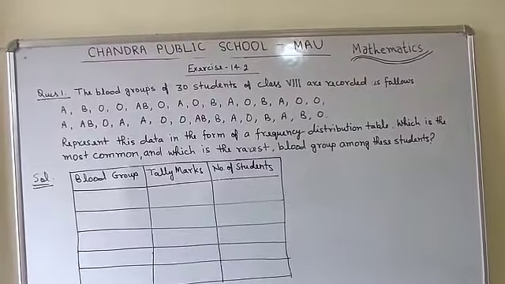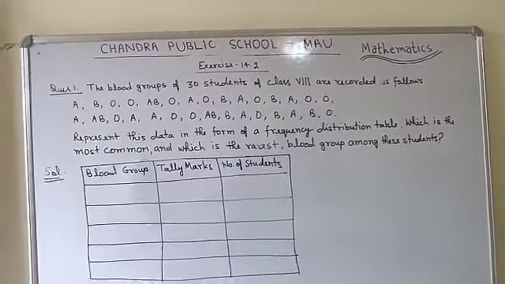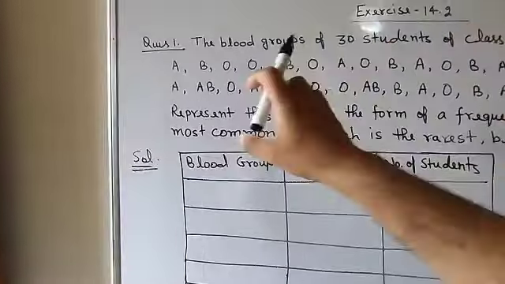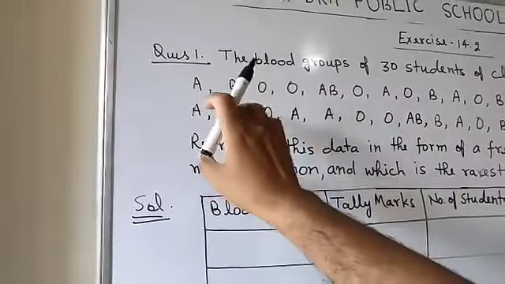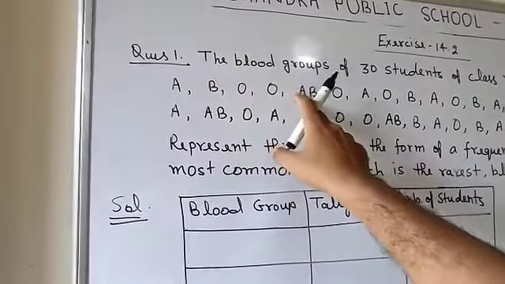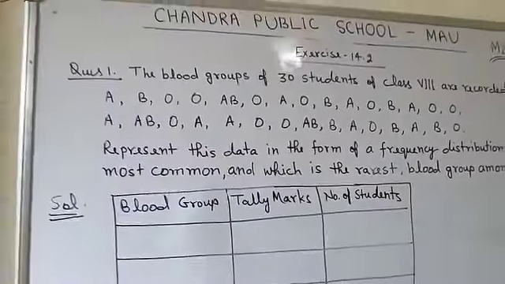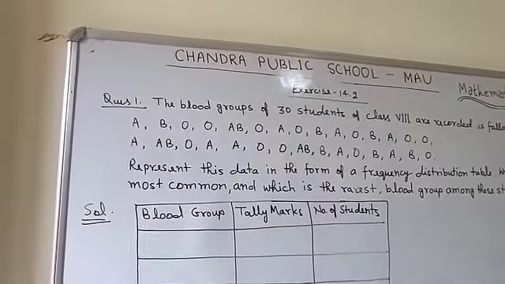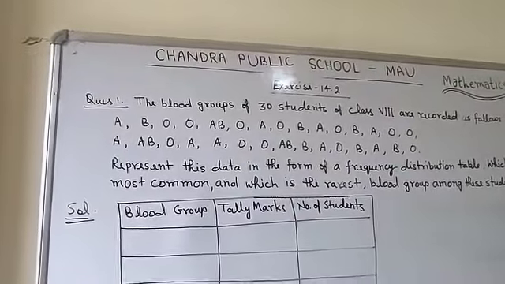Here first it is simply a frequency distribution. Whatever values are given here, they are blood groups. So how many types of blood group are here? Here it is A, B, O and AB. Four types of blood group are there.